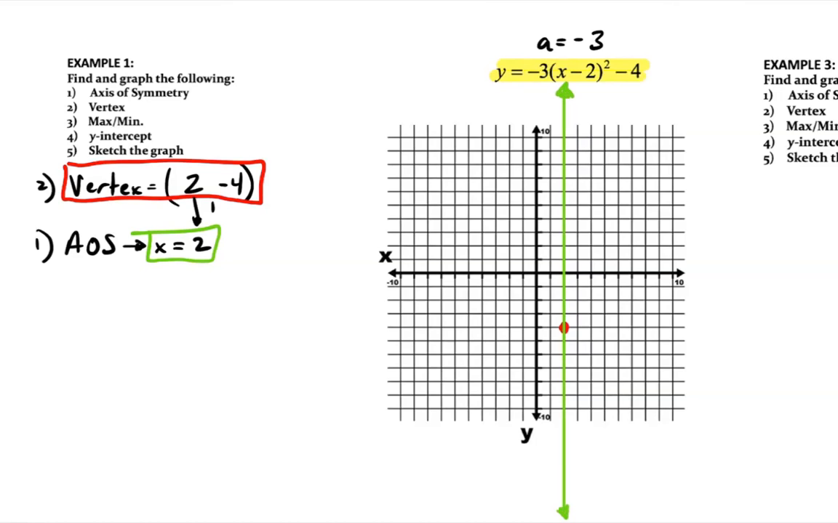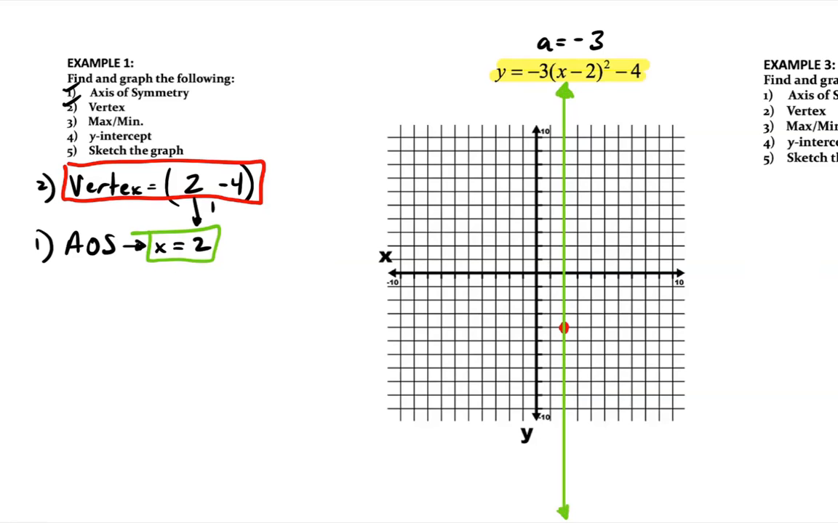That's my mirror. Anything that happens on the right also happens on the left. Okay. All right, 1 and 2 are done. Maximum, minimum. Okay, so I have the vertex.